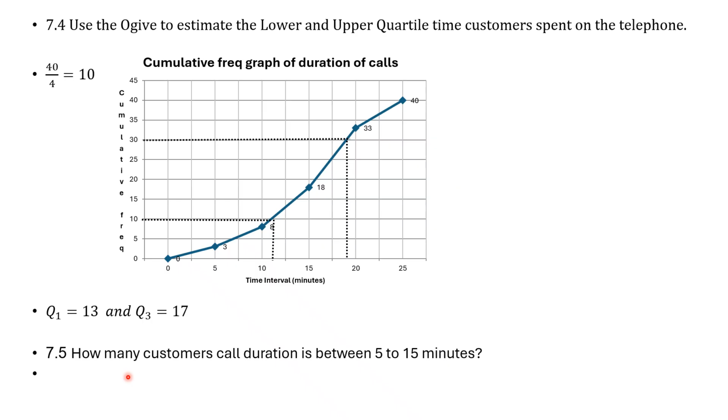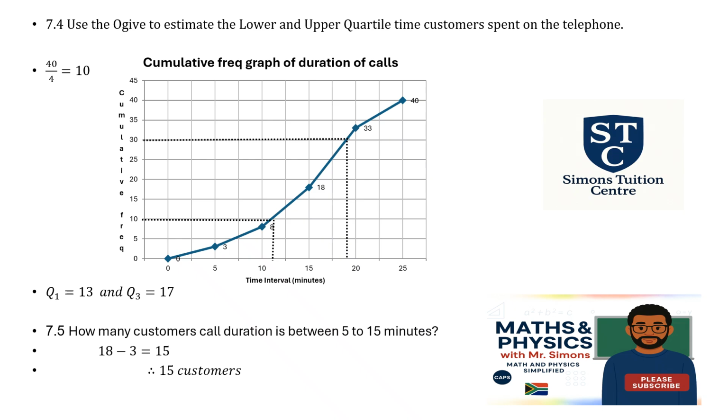Right, how many customers' call duration is between 5 to 15 minutes? By 15 minutes, I have 18 customers, and by 5, I have 3 customers. So in short, between 5 to 15 should be 18 minus 3. And 18 minus 3 is 15 customers. So therefore, we have 15 customers in total.